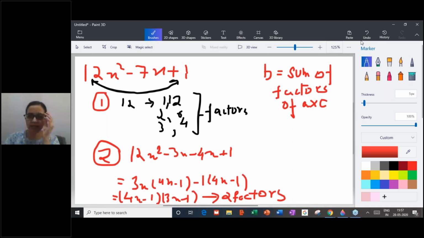Nikki has a doubt. Yes, Nikki, I'll unmute you. Yes, tell me. Ma'am, I just wanted to ask that when we get a question like factorize this term, do we have to write that B is the sum of anything like that, or can we directly factorize? You can directly factorize this. If you can do it directly, that's well and good. I explained it for the people who are new to it. Yes, you can directly do it.